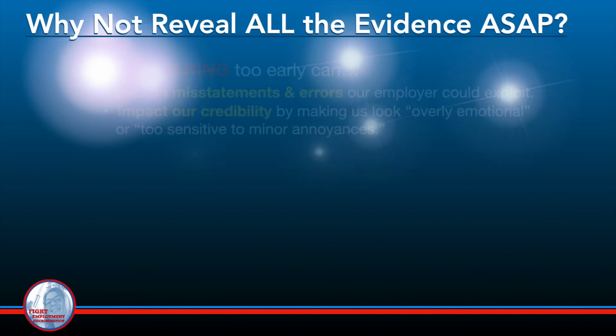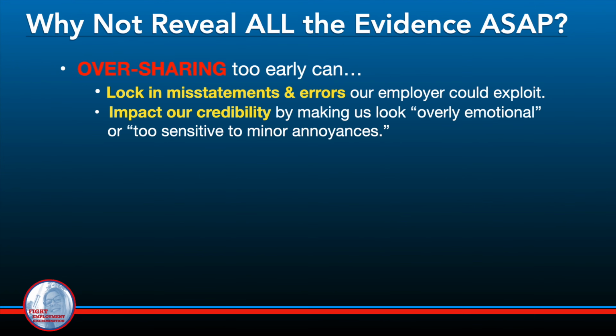And that's because EEOC cases are proven in stages. The kinds of evidence we need and how much of it we have to show change as we move through the process. If we don't understand that early on, we risk making some common mistakes that can bite us. For instance, oversharing too early in the process can lock us into innocent misstatements that we make, and it gives our employer a chance to twist those into a defense and use them against us. Or oversharing can even make us look too sensitive, which can hit our credibility.